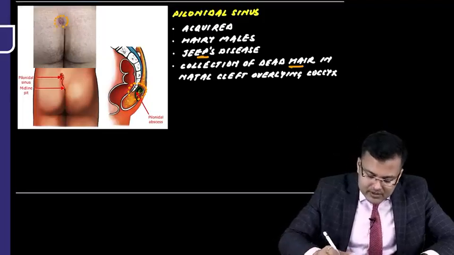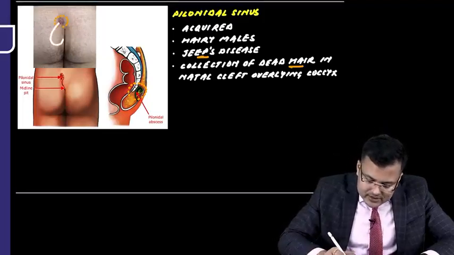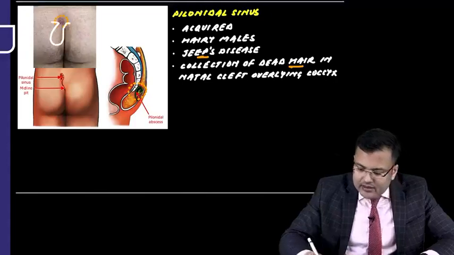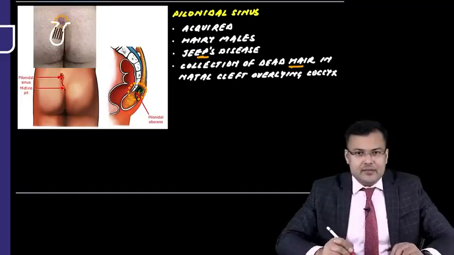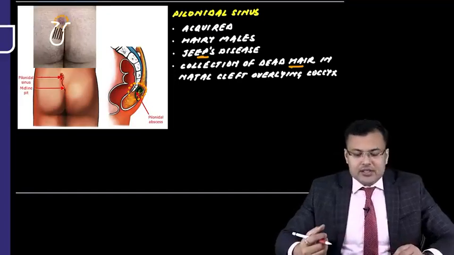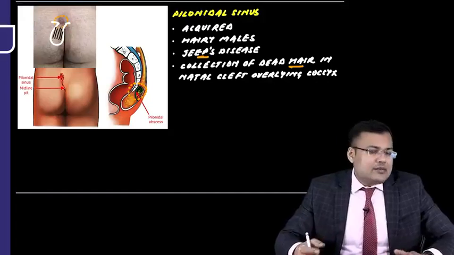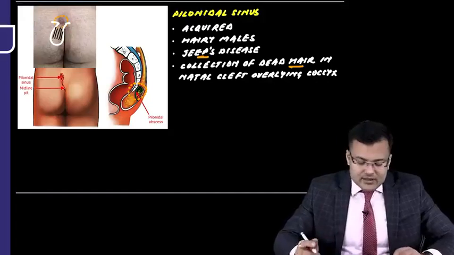Now see the problem here. This is the cavity. In this cavity, there is collection of dead hair. Something like this. So these are the dead hair which are collected here. Now what is the problem? These patients will be having discomfort. Sometimes there is serous or seropurulent discharge.